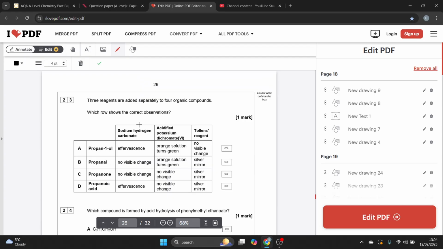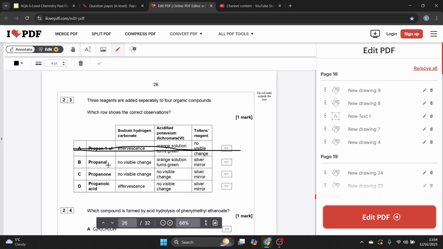Question 23. 3 reagents are added separately to 4 organic compounds. Which row shows the correct observations? Propan-1-ol, an alcohol, with sodium hydrogen carbonate, effervescence. I don't think so. Definitely not. Propanol with sodium hydrogen carbonate, no visible change. Yep. Propanoic acid, sodium hydrogen carbonate, effervescence. Yep.